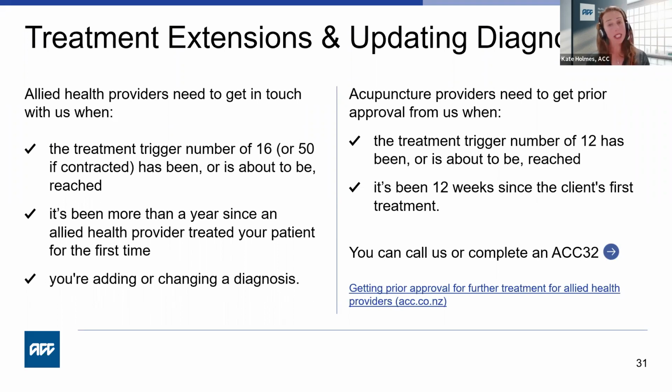If you're an acupuncturist, you'll need to get in touch with us if the treatment trigger of 12 has been reached, or it's been 12 weeks since the client's first treatment. There are two ways of getting these extensions. If it's a standard request, you can call us. If it's a complex request, you will need to fill out an ACC 32. So let's look at the difference between standard and complex.